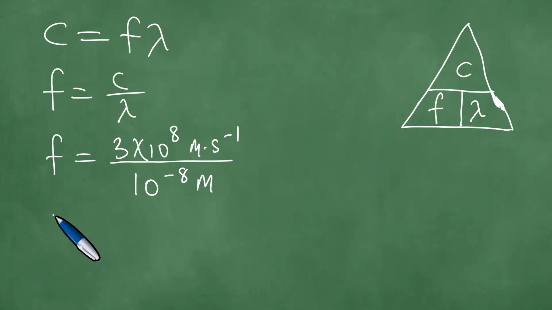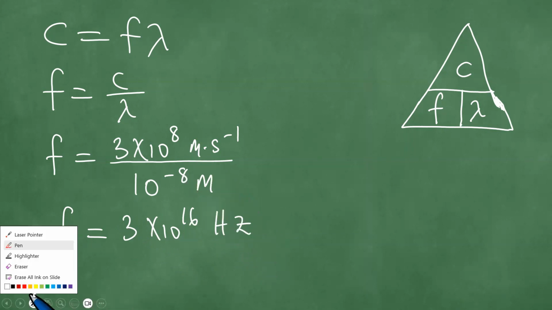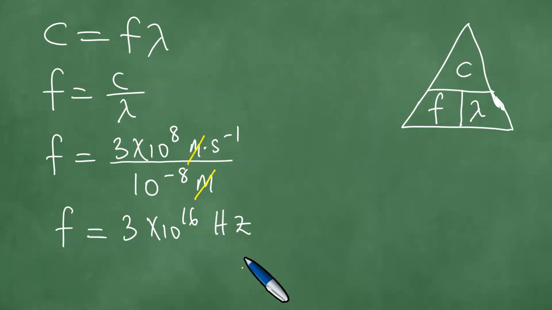And therefore, we perform division. If you use your calculator, what we get is the answer here, Luyanda. Three times 10 to the power 16. Well done. It is exactly 3 times 10 to the power 16 hertz, or just per second, because the meter is going to cancel the meter, and we have per second.